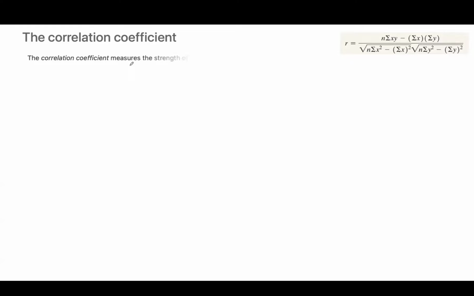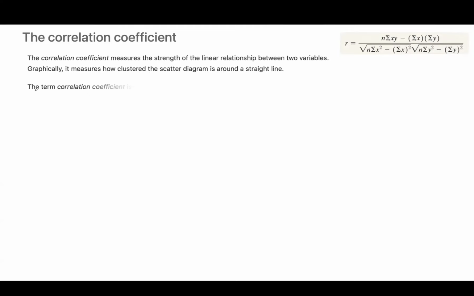Remember that the correlation coefficient measures the strength of the linear relationship between two variables. Graphically, it measures how clustered the scatter diagram is around a straight line. The term correlation coefficient isn't easy to say, so it's usually shortened to correlation and denoted by R. But again, remember that for a sample, you're going to use R. For population, we're going to use rho.